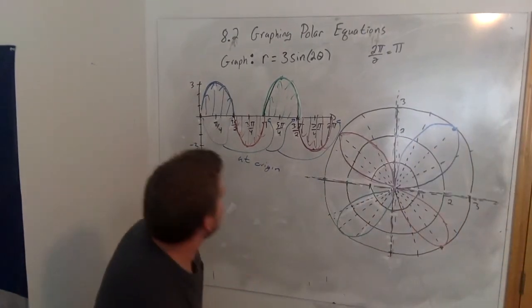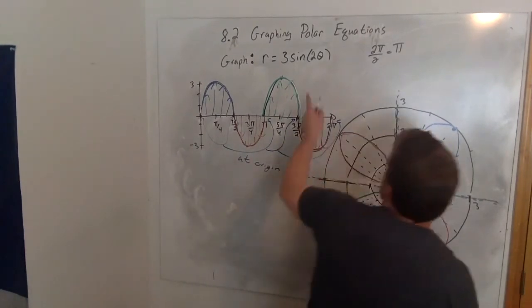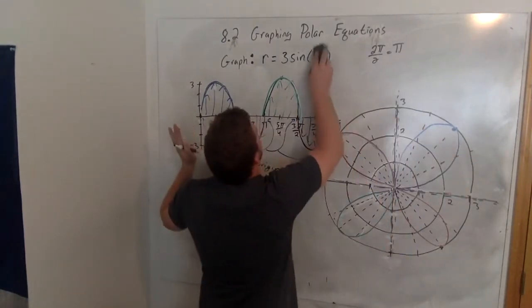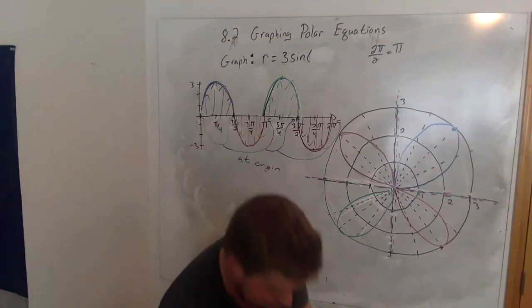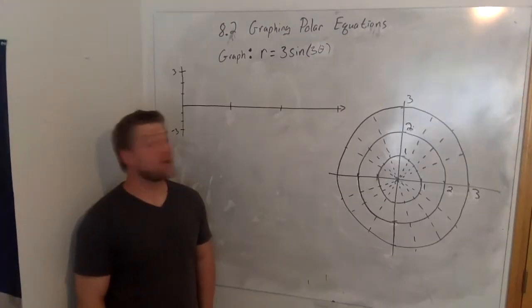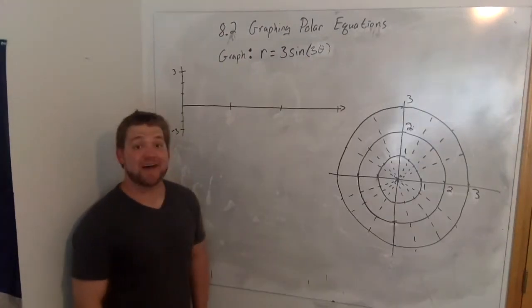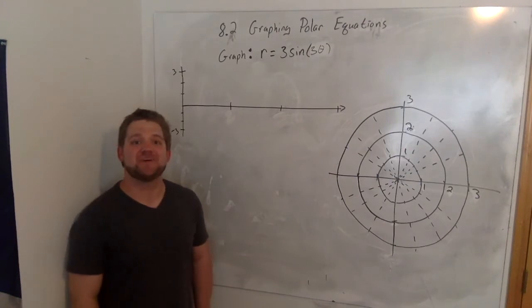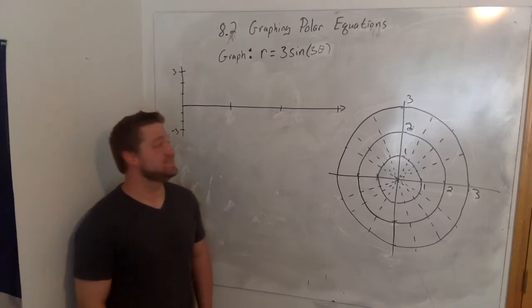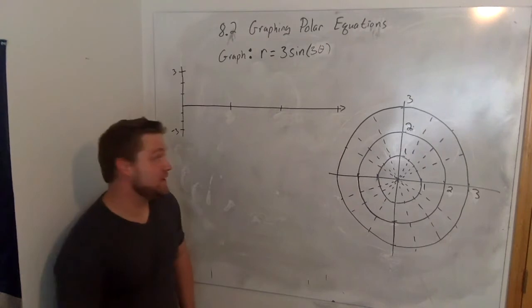Let's do one more. Let's change this, how about we change this to not 2 theta, but 3 theta. Okay, let's try and graph r equals 3 sine of 3 theta. Go ahead and pause the video and give this a shot. Let's do it.